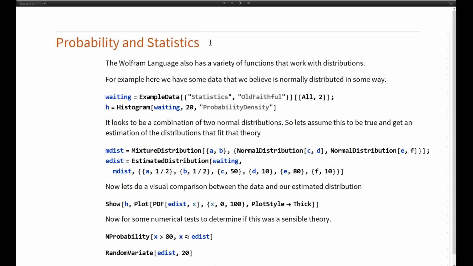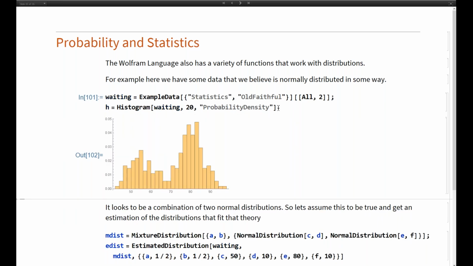So taking a look at doing this and putting it into practice, because I've highlighted that we can go from a set of data to a distribution, I thought it'd be interesting to take a look at something which is known to have a distribution to it, which is the statistics of the Old Faithful geyser. Here I've simply decided to provide you a histogram of the different wait times based on the probability density.